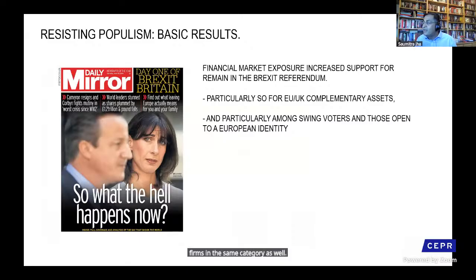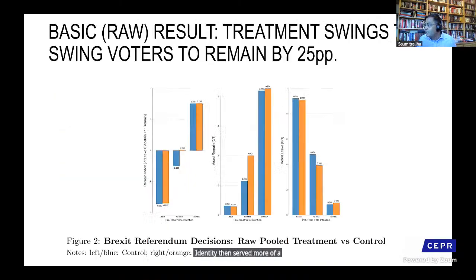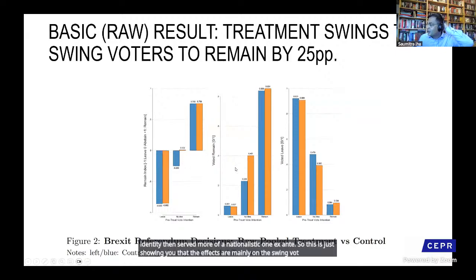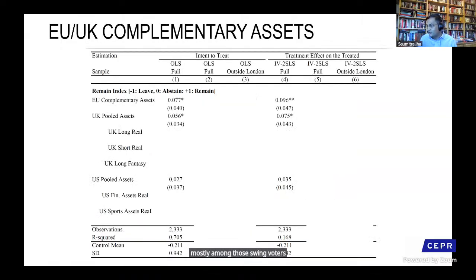What we found is that this exposure increased support for Remain in the referendum, particularly for those who got UK-EU complementary assets, and particularly among swing voters and those who are more open to a European identity, a more expansive identity than a more nationalistic one ex ante. So this is just showing you that the effects are mainly on the swing voters. This is showing you that the treatments, the EU and UK assets, are having more of an effect mostly among those swing voters. And this is what it looks like in a regression framework.